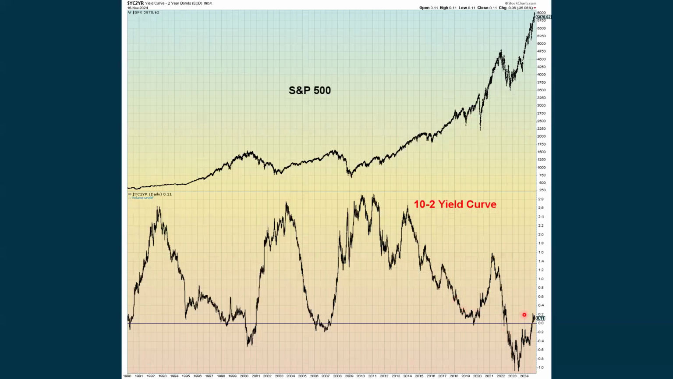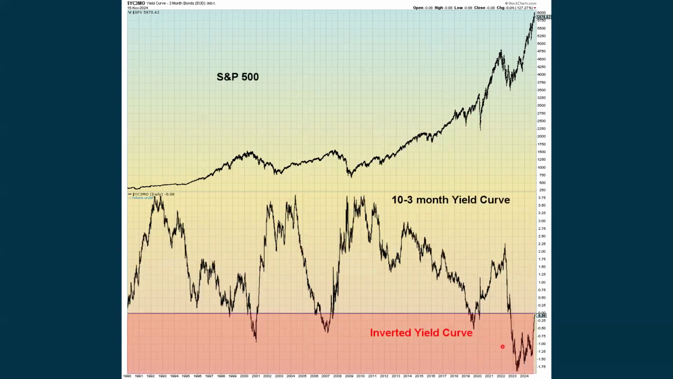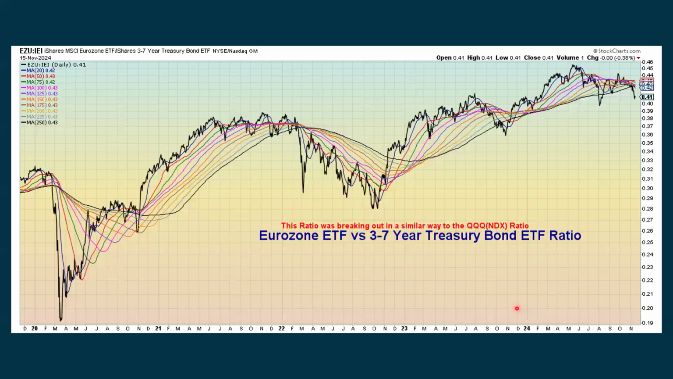Then we look at the 10 to the 2 yield curve, which is no longer inverted, or we say uninverted. It finally went back over. We still have the 10 to the 3 month, which is inverted, but it's getting close. It could go back and get uninverted here about any time. And then this has been a concern too.